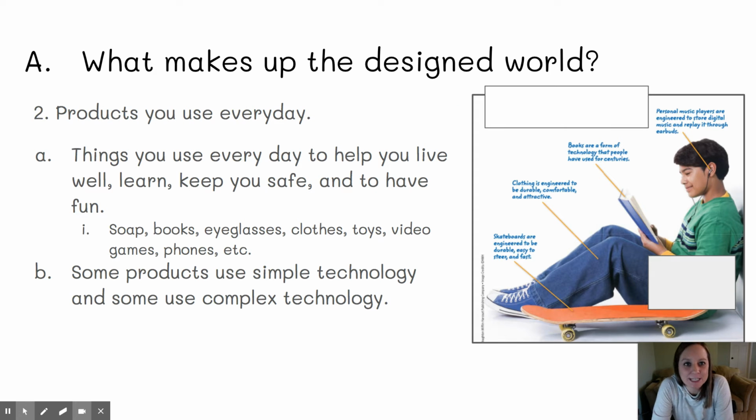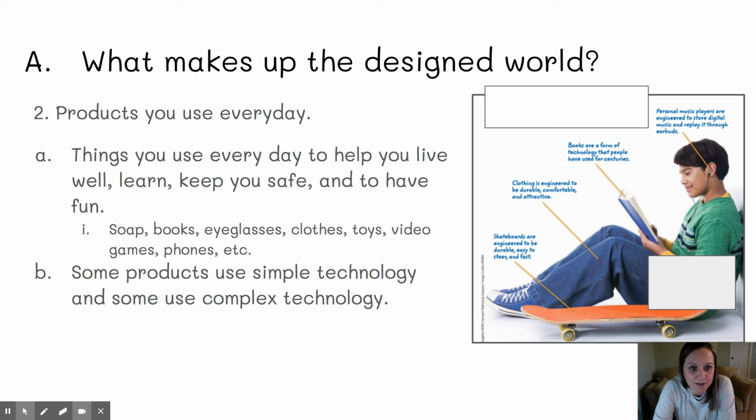So what makes up the designed world? The main thing is products that we use every day, okay? And some of those products are things we use every day to help us live well, learn, keep us safe, and to have fun. So things like soap, books, eyeglasses, clothes, toys, video games, phones, etc. Anything that you might use on a daily basis. And in the picture on the right, it shows the boy sitting by a skateboard.